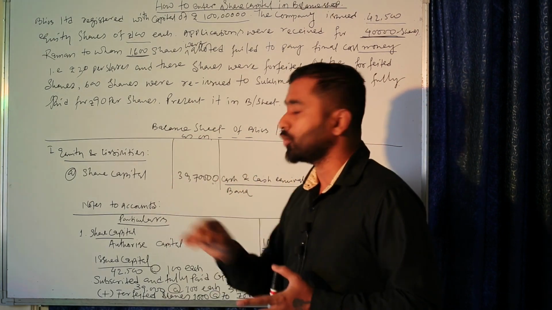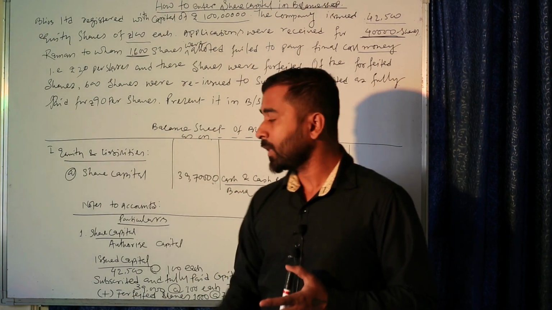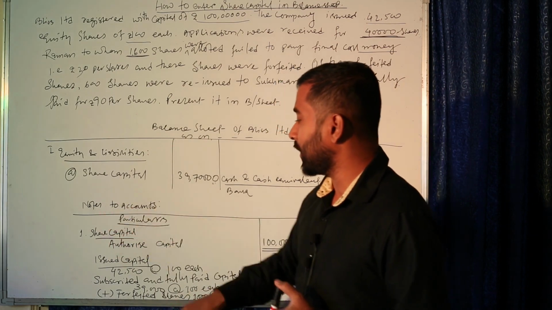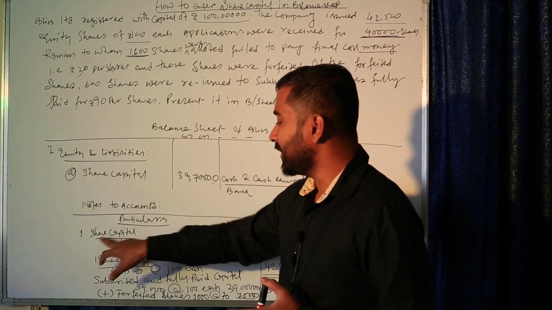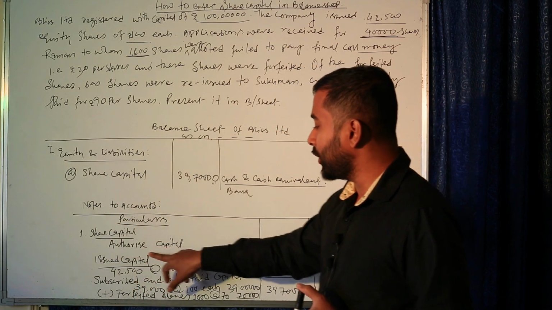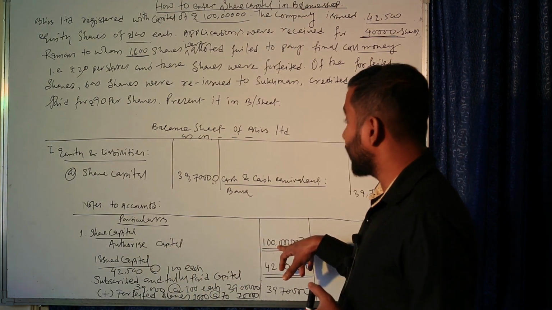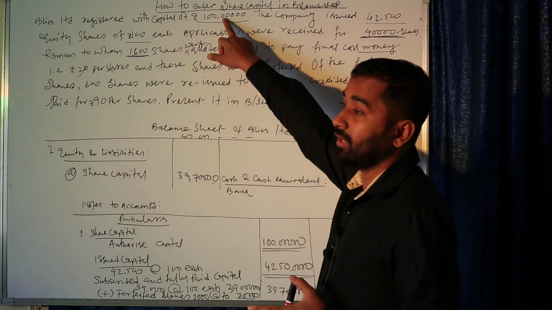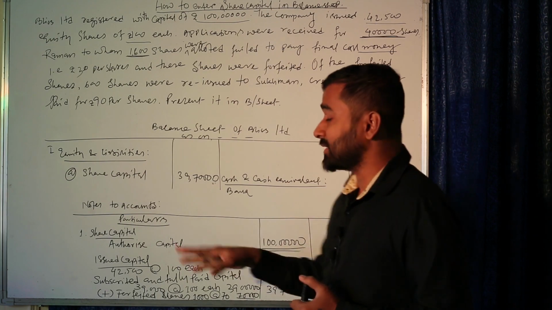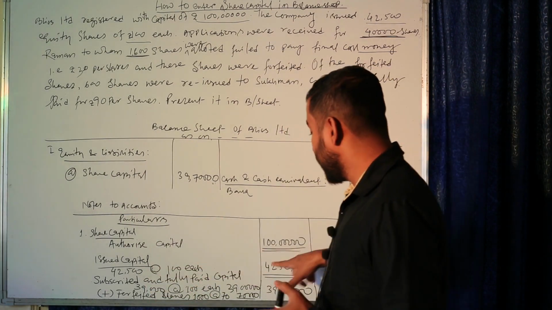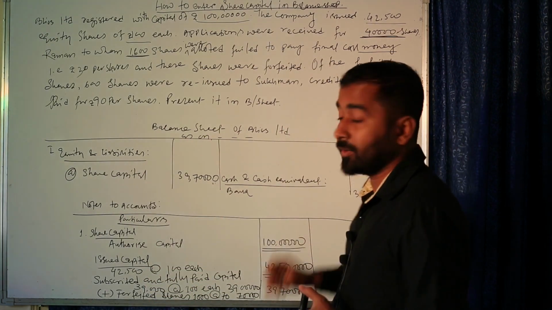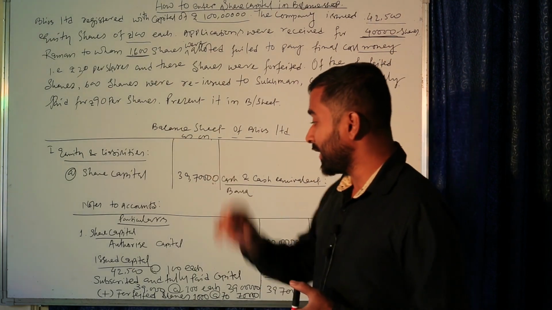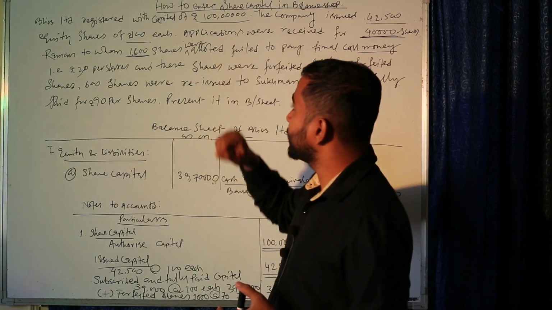How is that 39,70,000 coming here? Let's see in the notes to accounts. In particulars, under share capital, I am showing only the authorized capital, that is 1 crore rupees, that we have here. I am not adding or subtracting this money anywhere. That's why I have put the double line here. I hope you understood.